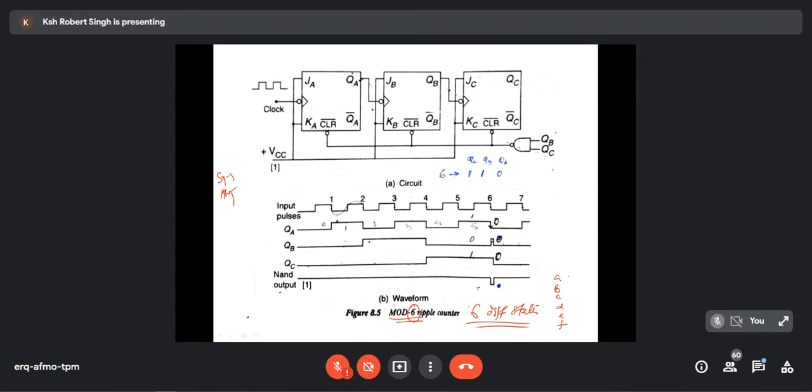This A I can represent by 000. B I can represent by 001. C by 010. D by 011. E I can represent by 100. F I can represent by 101. So it will have 6 states.